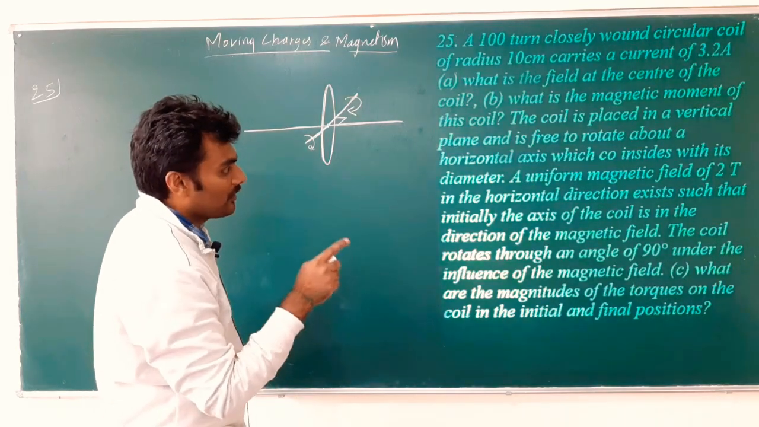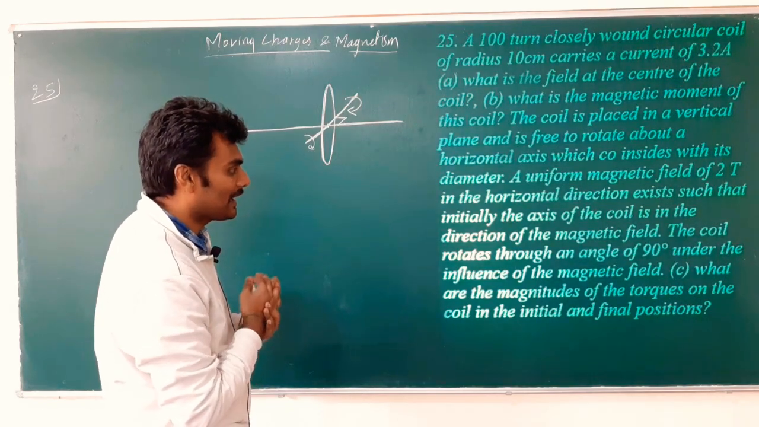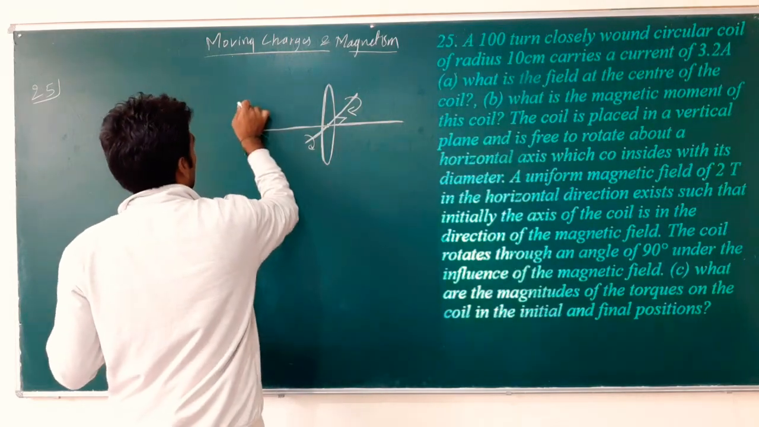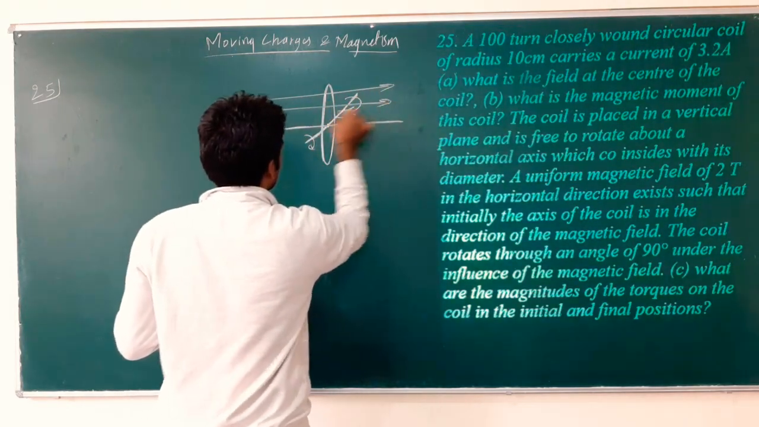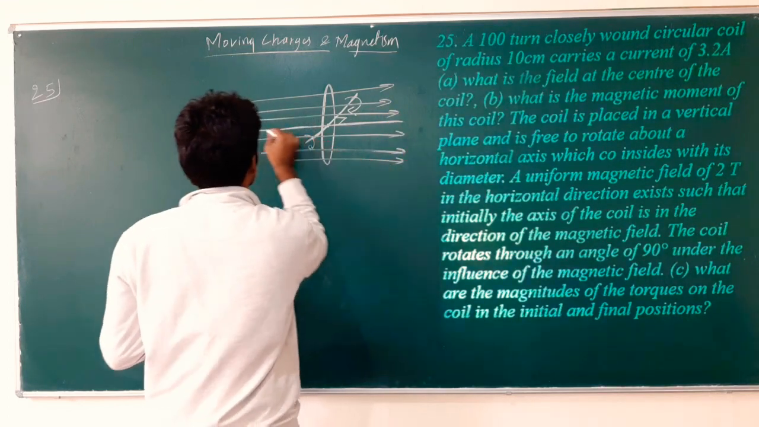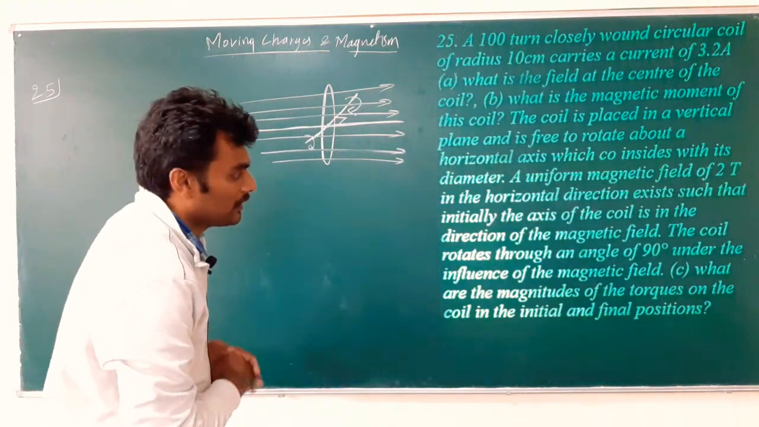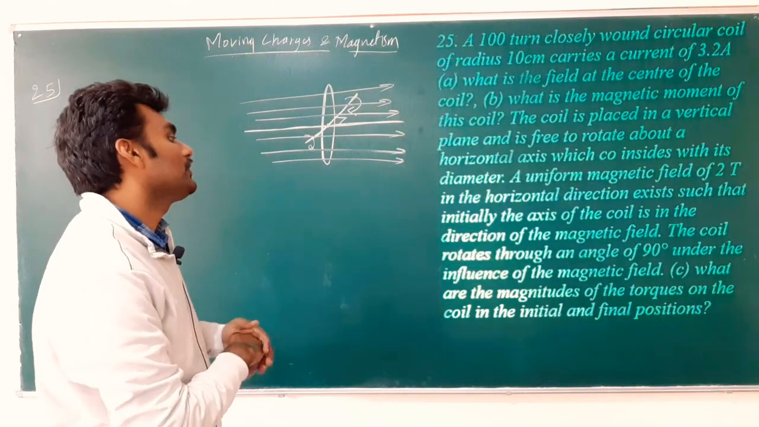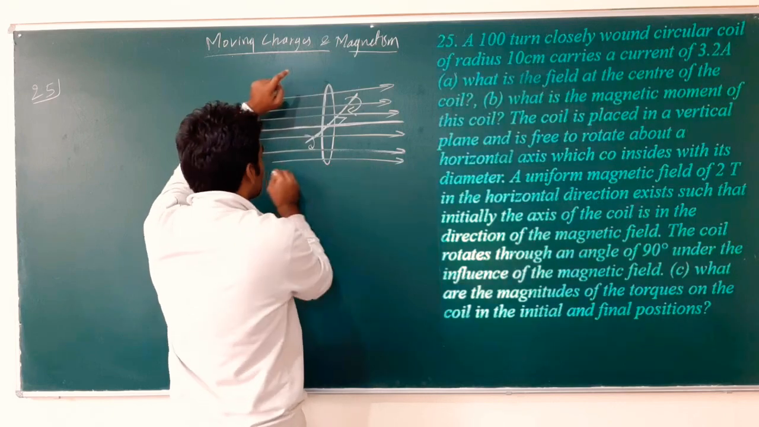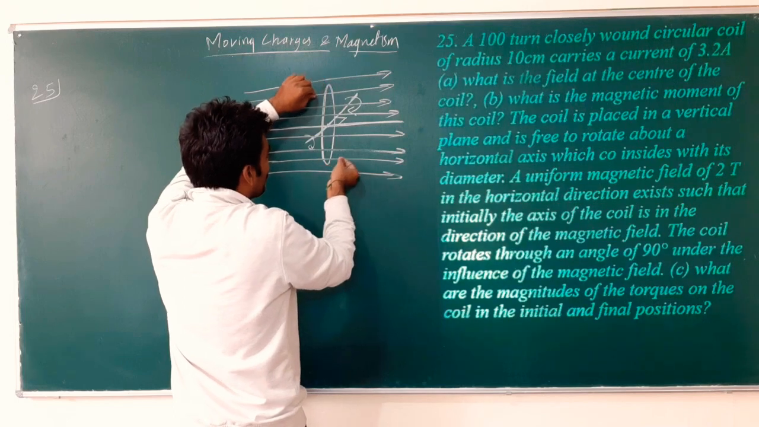Now, a uniform magnetic field of 2 Tesla in the horizontal direction exists such that initially the axis of the coil is in the direction of the magnetic field, which means this is the axis of the coil and initially the applied magnetic field is in the same direction as the axis of the coil, like this. Following? The coil rotates through an angle of 90 degrees. So, now the external magnetic field is set, it won't change. The coil now rotates.